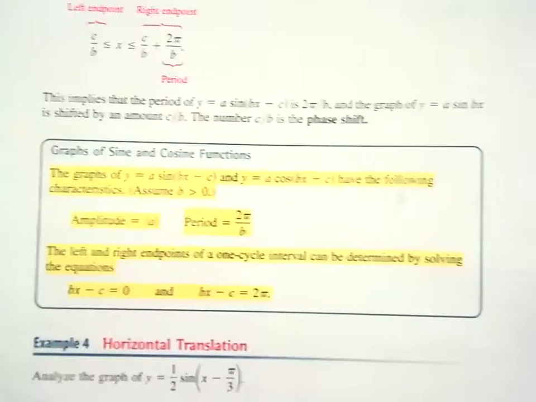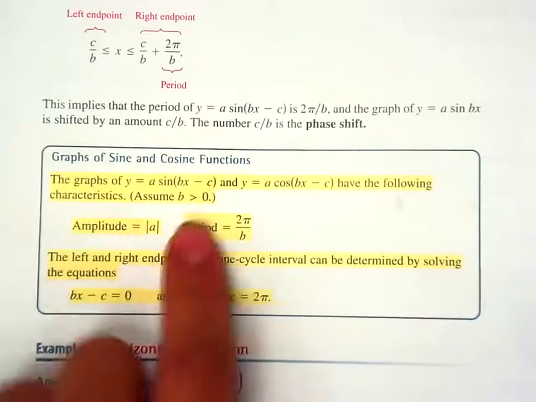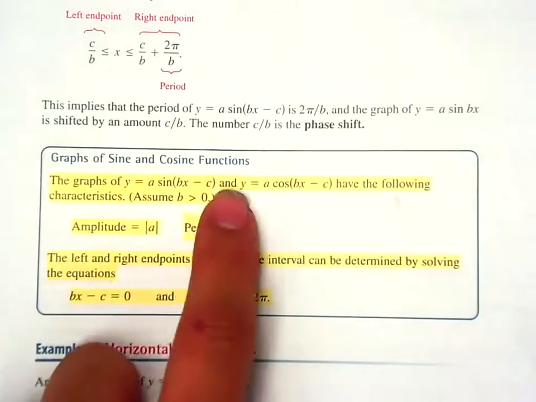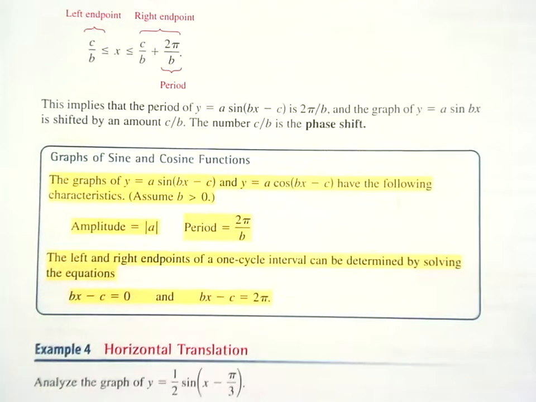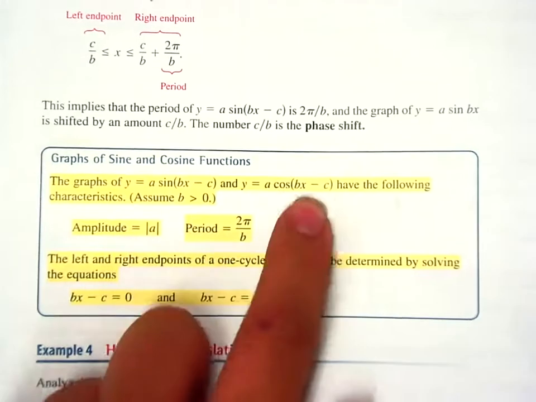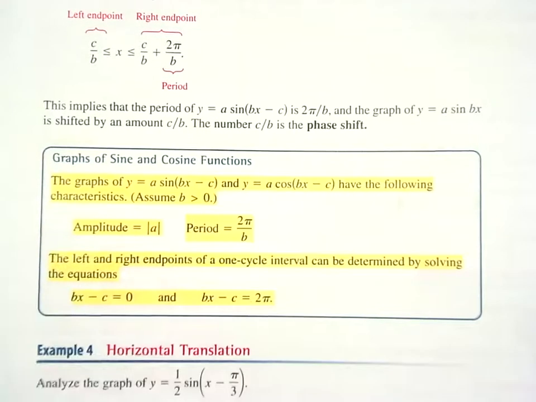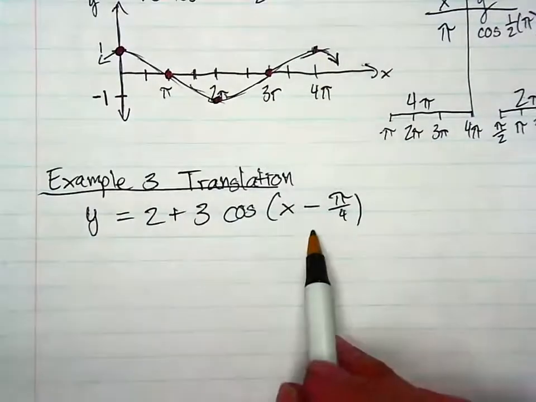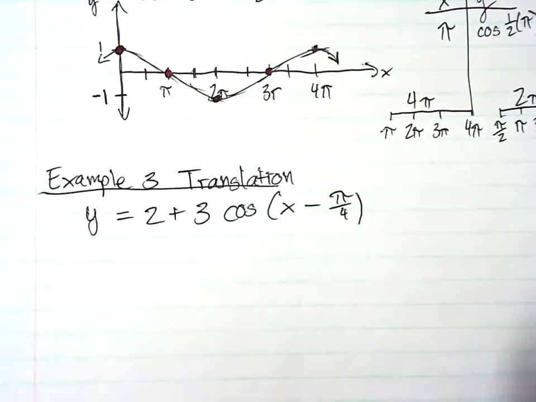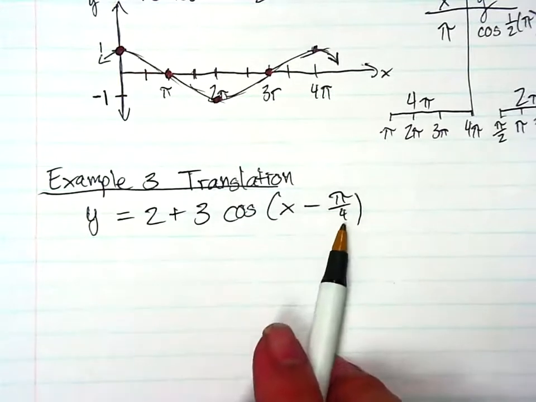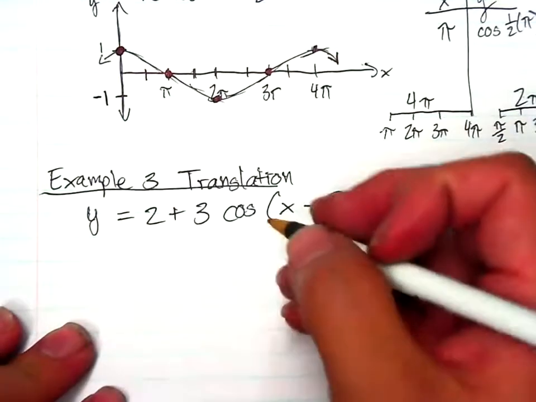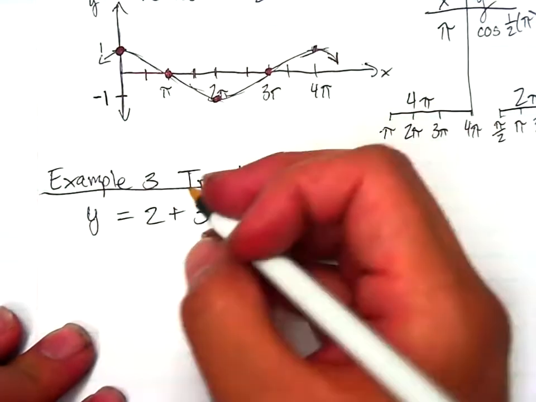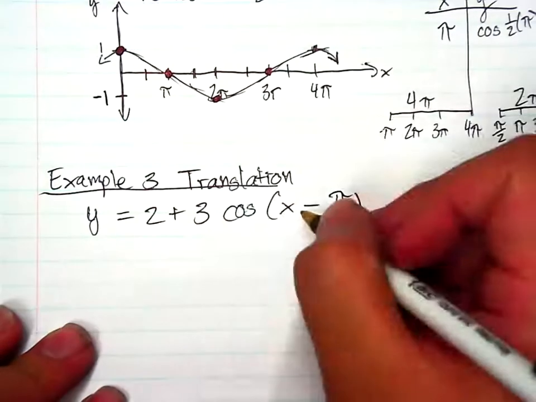Here are some key things that we need to look at. So there are going to be vertical and horizontal shifts. And basically in here where we have the minus c, that's going to tell us which way we need to go. If we have a minus, just like before in our previous translations, that's going to be a shift to the right.